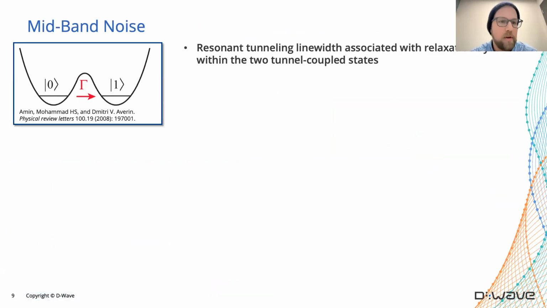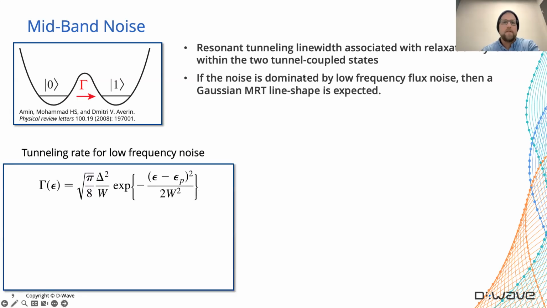And so there was some theory work to understand what we could expect from this type of experiment, because it is a little bit involved; it's not a direct technique like the one I showed in the previous example. And so what we found was that if you initialize your qubit in one well, the tunneling rate into the other well is going to be dominated by the relaxation dynamics of this tunnel coupled system. And this is going to be related to the noise processes that are ongoing. And so this work back in 2008, what they were able to show was that if your noise spectrum was dominated by low frequency flux noise, then the tunneling line width that you would measure, as a function of bias, would have this Gaussian broadening.